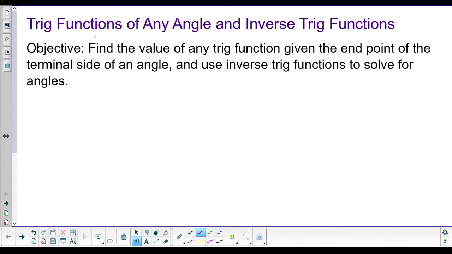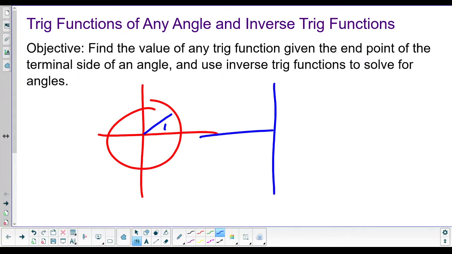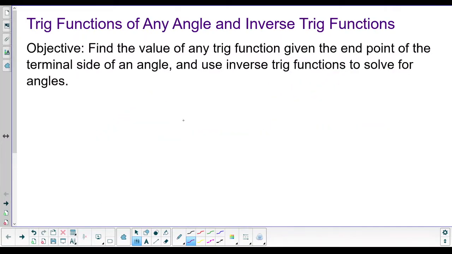So for the random angles, the trig at any angle, this is very similar to our unit circle, except now instead of being on a circle that has a radius of 1, they're going to give you a random angle. So it'll be like this. And they're going to tell you the endpoint of this, but this thing won't be 1 anymore. It'll be like 5 or 10 or something like that. And then they're just asking you to set up your trig functions. It's going to be pretty easy.